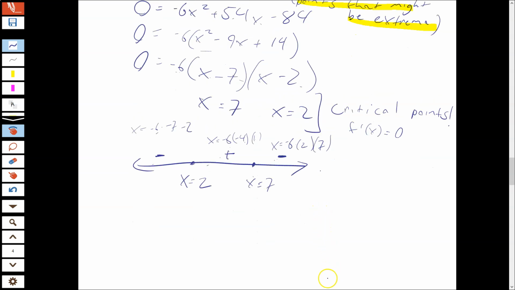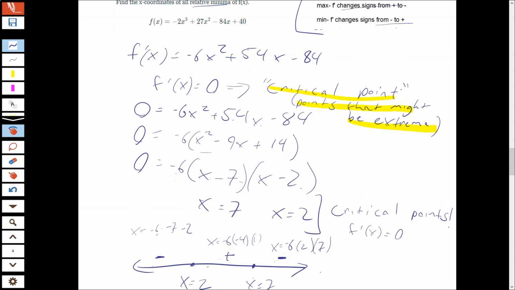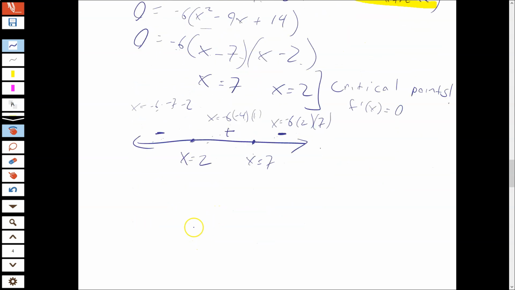Now we've done a lot of work here. So let's remind ourselves of what we're trying to find. We want the relative minima, right? So we're going to use these facts. We want the spot where f prime changes signs from negative to positive. Negative to positive. Okay, so that's here, right? So negative before x equals 2, positive afterwards. Okay, so x equals 2 is a minimum. X equals 7 then, we go from positive to negative, would be a maximum.